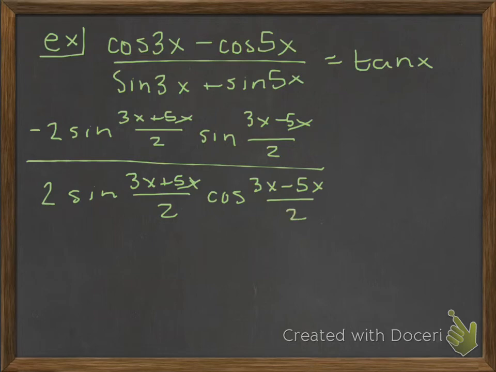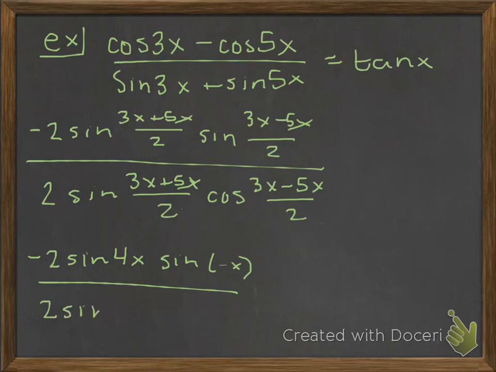So I know this looks like a lot and messy, but once we clean things up, you're going to notice a lot of our terms cancel. So in the top, I have negative 2 sine, so 3x plus 5x is 8x, and when I divide that by 2, we get 4x, so I kind of skipped that step. For the other one, 3x minus 5x is a negative 2x, divided by 2 is negative x. In the bottom, I get 2 sine, so again, 3x plus 5x is 8x, over 2 is 4x. And then I have cosine of a negative 2x over 2, which would be cosine of a negative x.